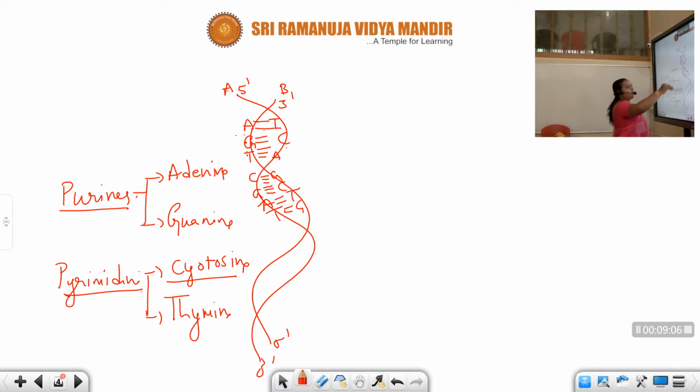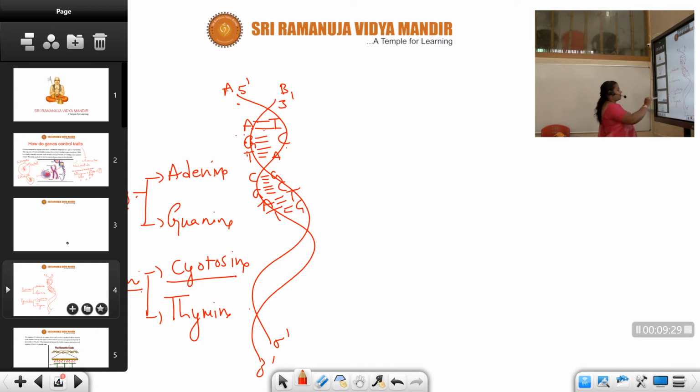So in this way, all the nitrogenous bases present on one chain are going to pair up with the opposite nitrogenous base of the second chain. That's the reason I said these two chains are complementary to each other. Understand? Next.